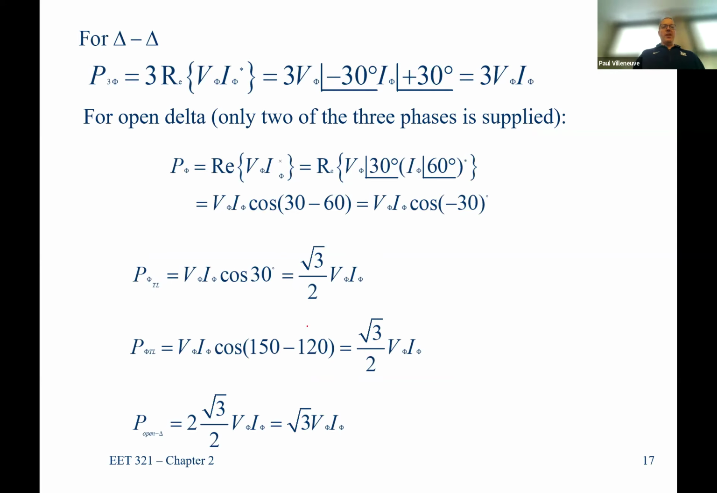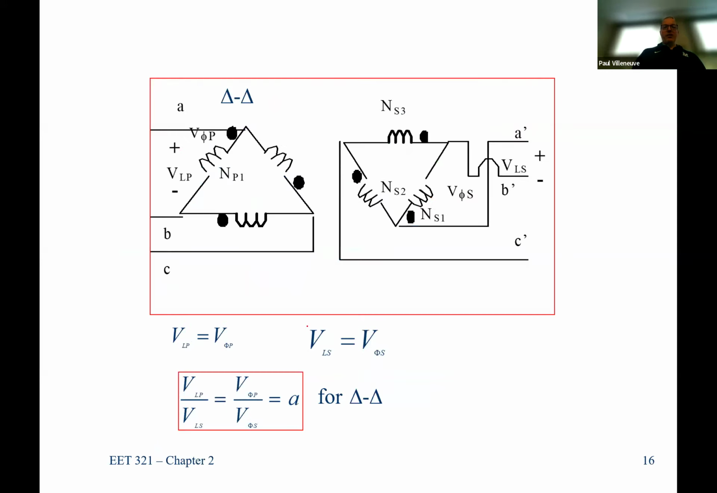So let's see. What if we open the delta? So an open delta is, let's take those out of commission. Do I get three-phase power out of a system if I run two-phase transformers?